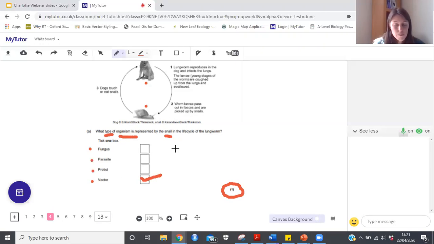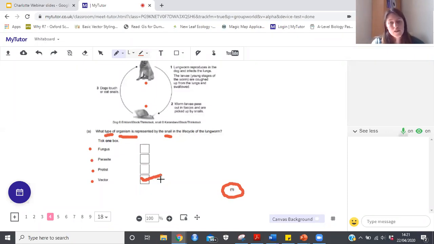Fungus we've talked about. A parasite is a type of organism that uses another organism to survive. So for example, a tick is a parasite because it uses the blood from organisms to survive. If you've ever had ticks on your dogs. A protist is a type of organism that we talked about as well. And then a vector, which is the correct answer here.